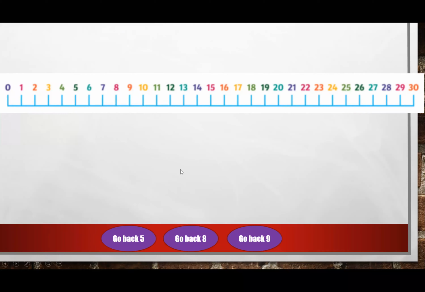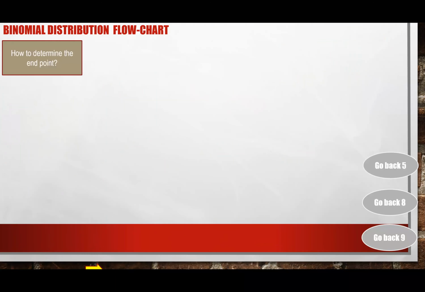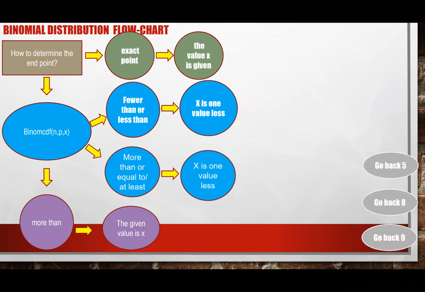And again, this is the slide that I mentioned earlier, right? If it's fewer than, the x is 1 value less than what they asked you. Fewer than 6, then the x will be 5.